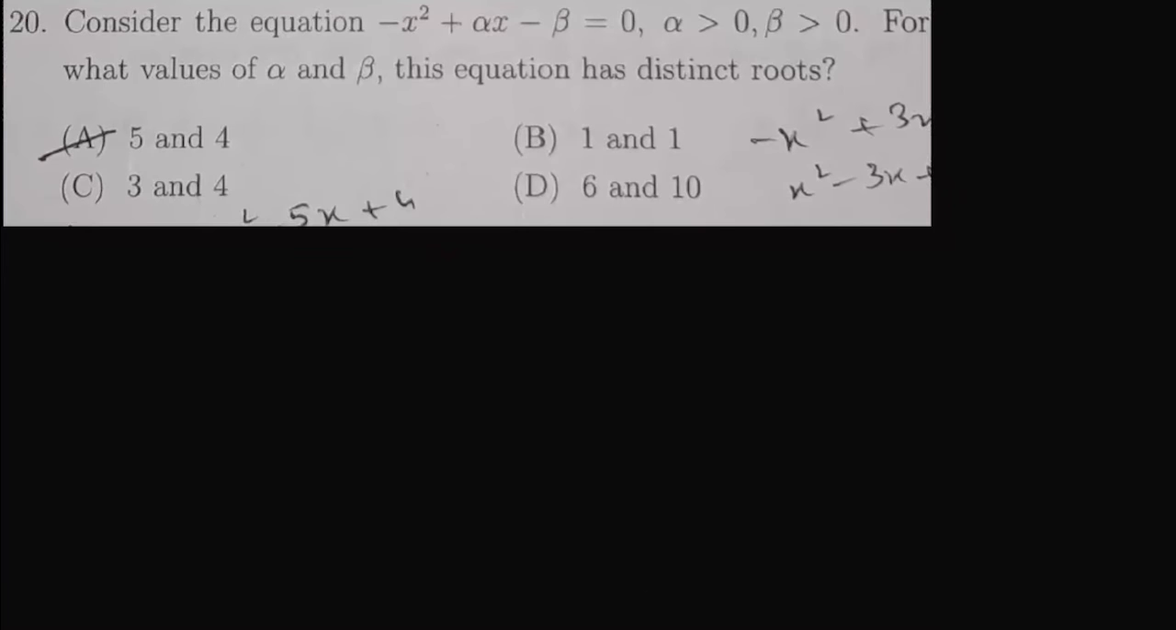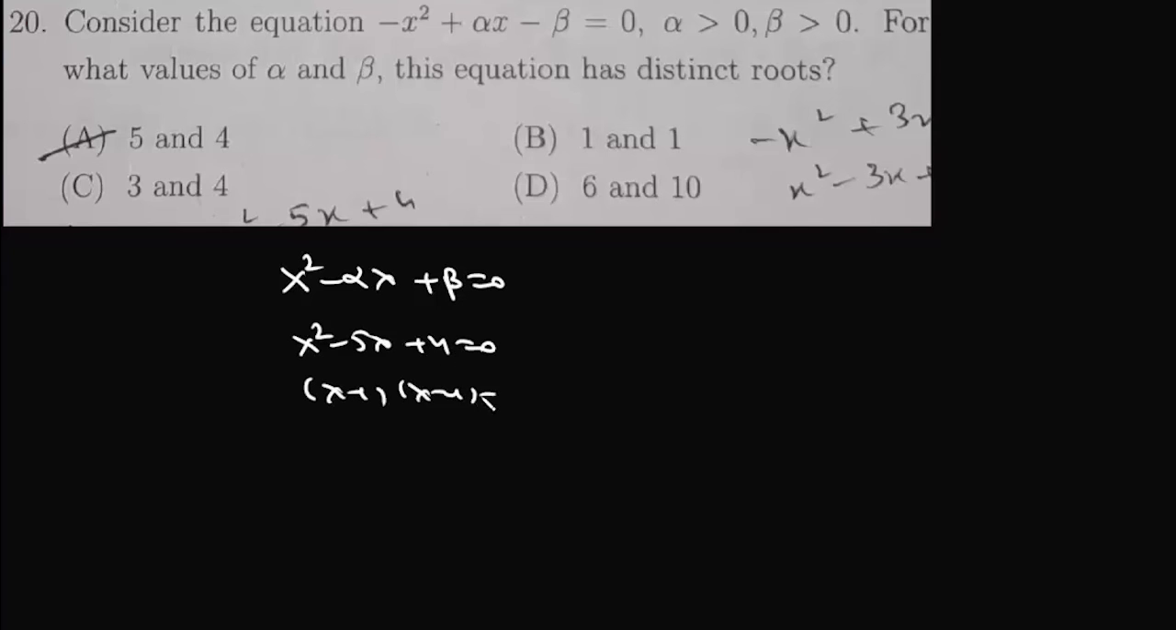Now in question number 20, we are given this equation where alpha and beta are both positive. Then it says for what value of alpha and beta this equation will have distinct roots. Now what we can do is write this as x square minus alpha x plus beta equals 0. Now the easiest way is to check these options. If we take alpha as 5 and beta as 4, we write x square minus 5x plus 4 equals 0, which will give us (x minus 1)(x minus 4) equals 0. That is, we'll have two real and distinct roots. So that means the correct option is option A.